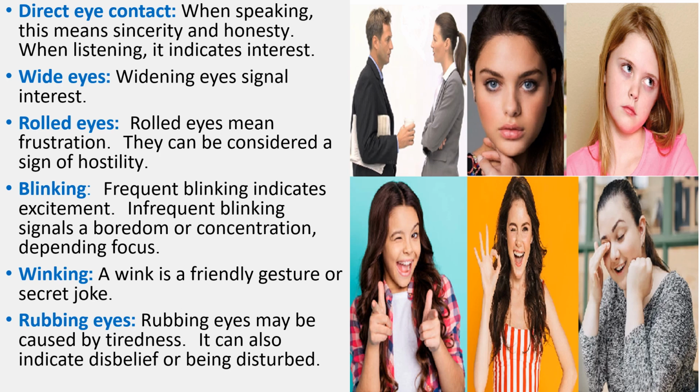They can be considered a sign of hostility. Frustration. Okay, so next one is blinking. Frequent blinking indicates excitement. Blinking her eyes means excitement. You just look at the picture. The girl looks very excited. The eyes are blinking, and the mouth is open.